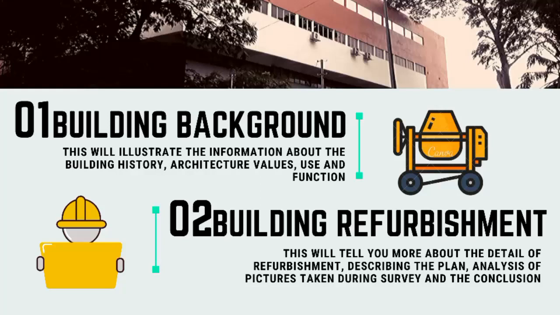First of all, I have divided my presentation into two sections. The first one is the building background. It will illustrate the information about the building history, the architecture value, use and function. The second section is the building refurbishment. This will tell you more about the detail of the refurbishment, describing the plan, analysis of the pictures taken during the survey, and the conclusion.